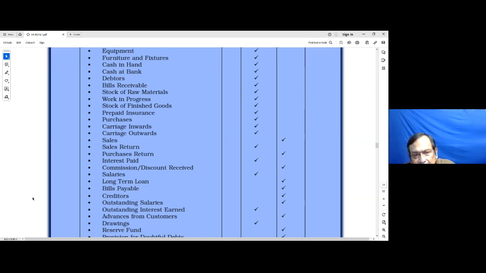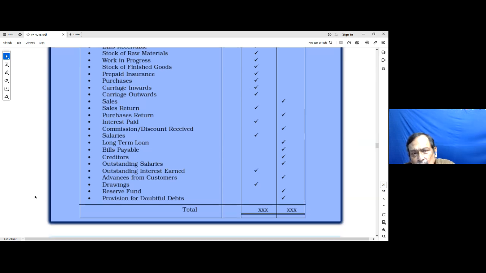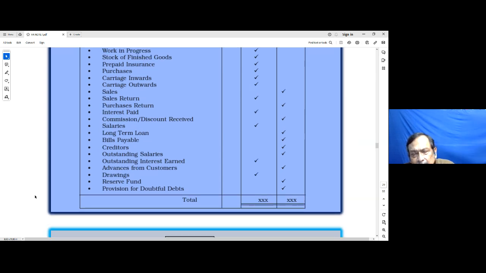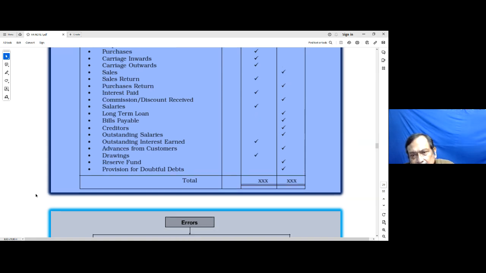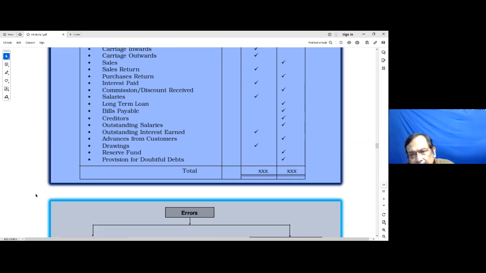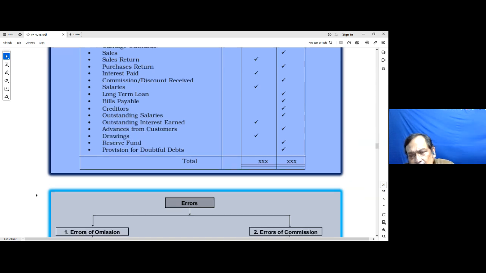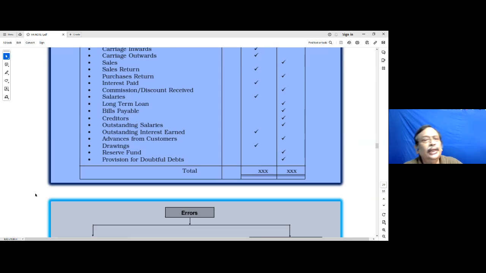Okay, purchase has a debit balance, interest paid debit, commission discount received credit, salaries debit, long-term loan liability credit, bills payable liability credit, creditors liability credit, outstanding salaries liabilities credit, outstanding interest earned, it is an asset debit. Advances from customer, it is a liability credit. Drawings debit, reserve fund, it's credit. Provision for doubtful debts, that is also credit.